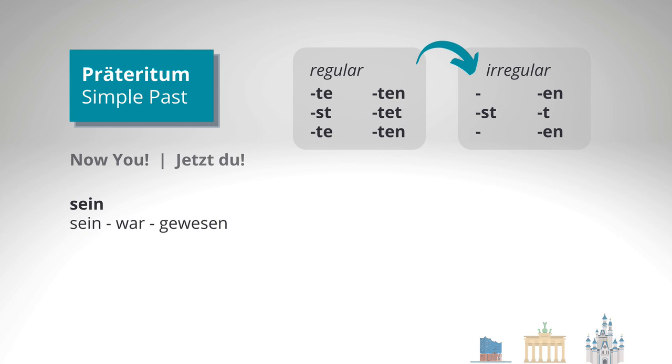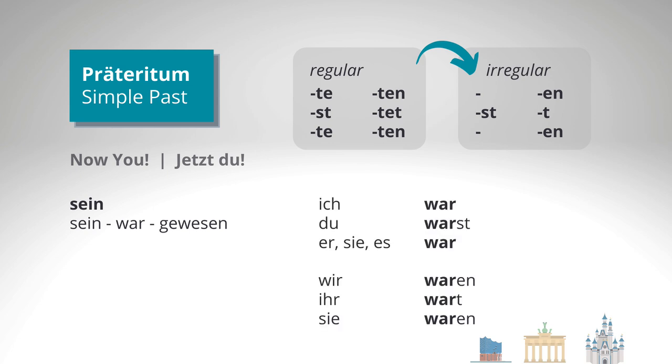So, the correct answer would be ich war, du warst, sie es war, wir waren, ihr wart, and sie waren. The Präteritum form of sein is war. So what we need to do now is just take war as our root and then add the irregular endings. This gives us the conjugation ich war, du warst, sie es war, wir waren, ihr wart, and sie waren. If you did this correctly, then congrats, you've mastered the Präteritum. It's not gonna get any more difficult than that.